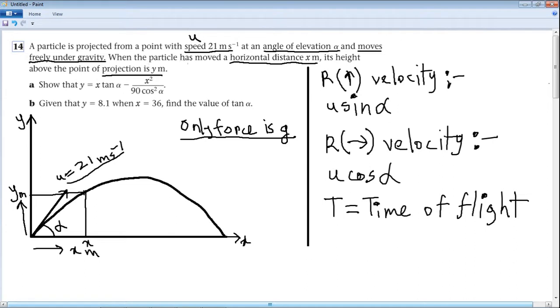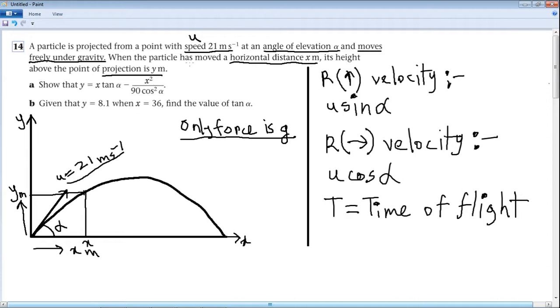When the particle has moved a horizontal distance x, its height above the point of projection is y meter. So horizontal distance x is another piece of information, and the height above the point of projection, y meter, is another piece of information.